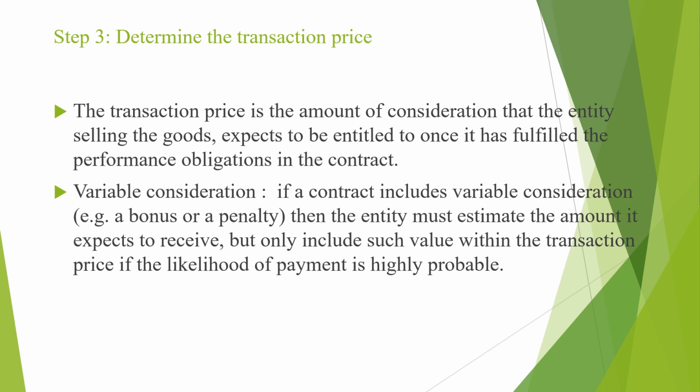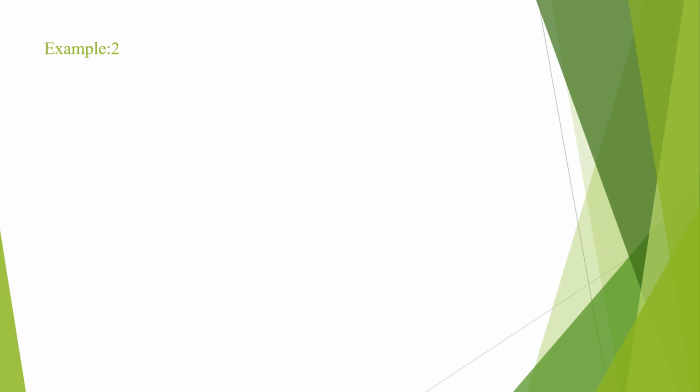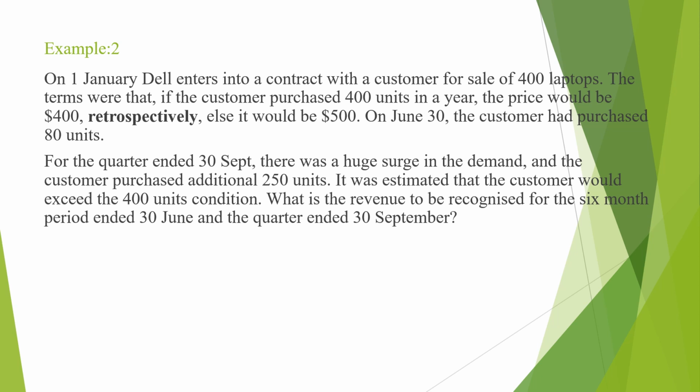Now there are various types of transaction price. One could be a variable consideration. That is, it depends on happening of a certain event. For example, a variable consideration could be a bonus or a penalty. If a contract includes a variable consideration, then the entity must estimate the amount it expects to receive, and it should recognize this as a revenue only if there is a high probability that it is going to receive that payment. Okay. Now, let's take an example about calculating the transaction price.